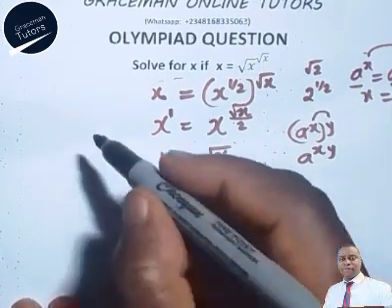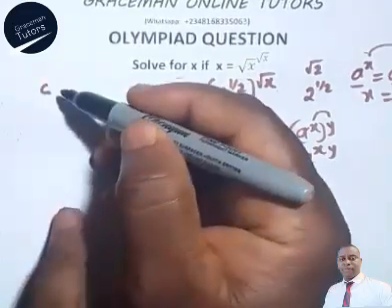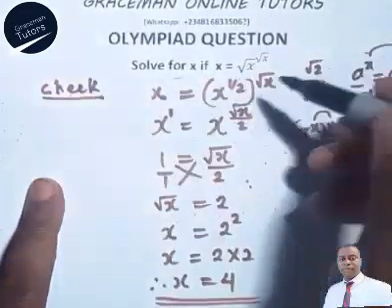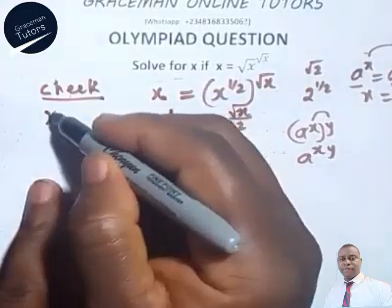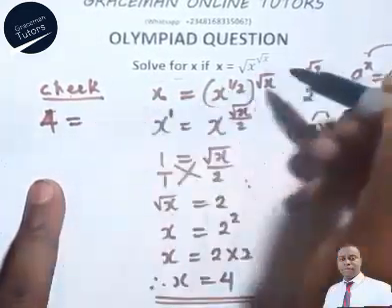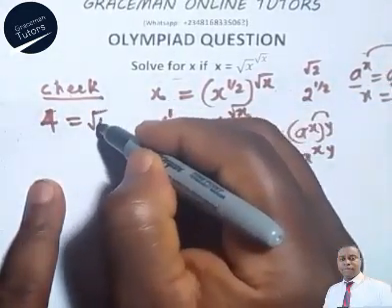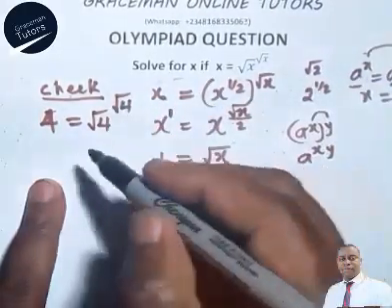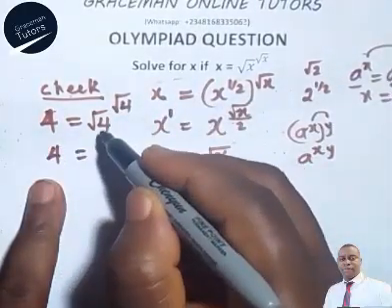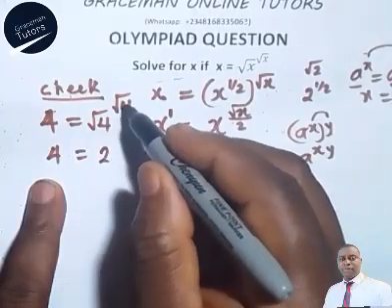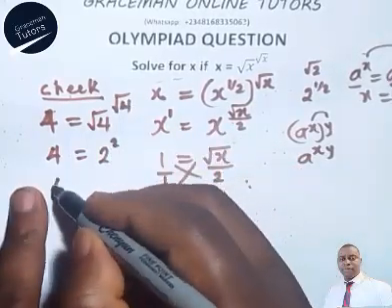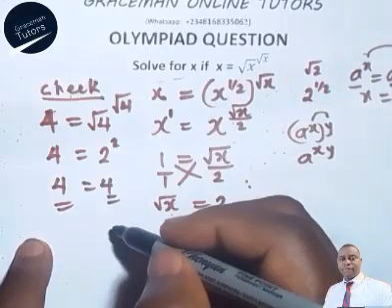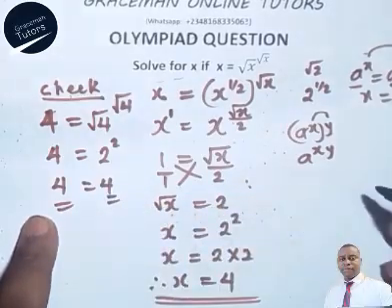Now let's check if this is true. If I have x as 4, substituting it here, root 4 raised to the power of root 4. So we say that 4 is equal to... the root of 4 is 2. The root of 4 is 2. 2 raised to the power of 2 is 4. So you can see that the solution is valid, as the left hand side is equal to the right hand side.